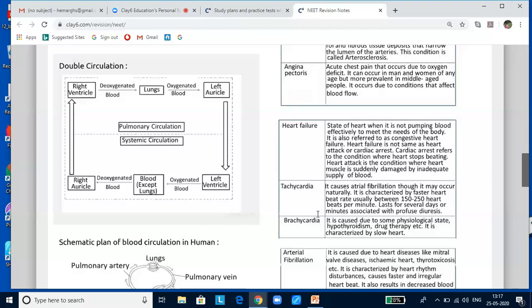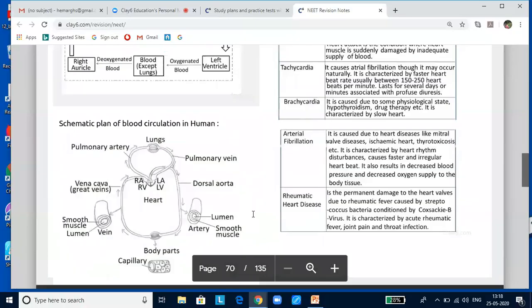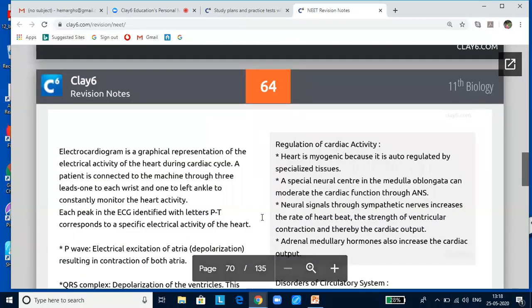A connection is also seen between the digestive tract and liver, and it is called the hepatic portal system. Hepatic portal vein carries blood from the intestine to the liver before it is delivered to the systemic circulation. Now, cardiac activity is also regulated. And let us know something about the regulation of the cardiac activity.